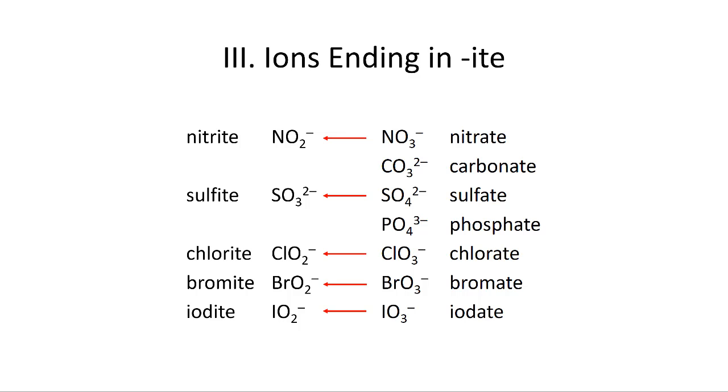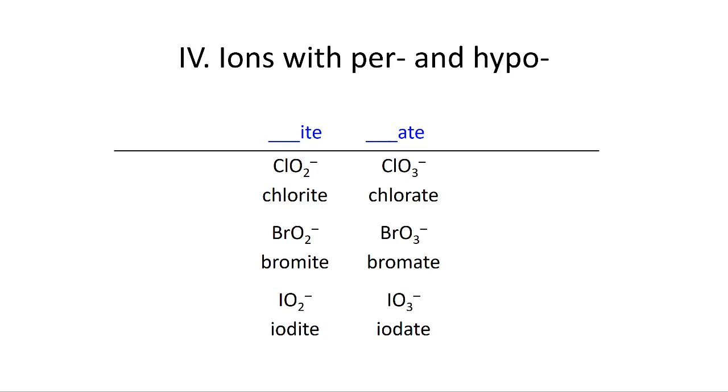Okay, things are about to get more complicated because there are also polyatomic ions that start with per or hypo. So I have listed here the polyatomic ions with chlorine, bromine, and iodine. You might notice that we've whittled down the number of polyatomic ions. We're no longer looking at polyatomic ions containing sulfur, phosphorus, nitrogen, or carbon. We're just going to look at these 3 elements, and they're the only ones that follow this pattern that we're going to learn for per and hypo.